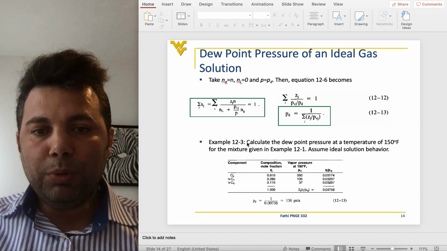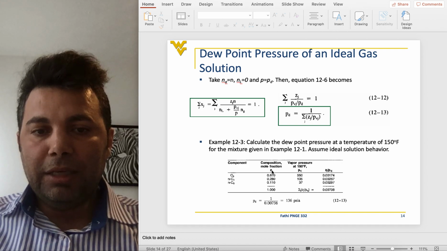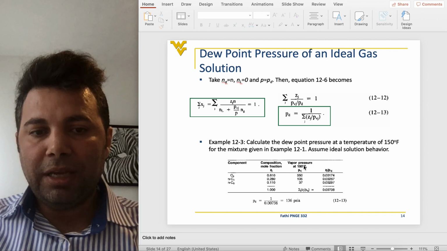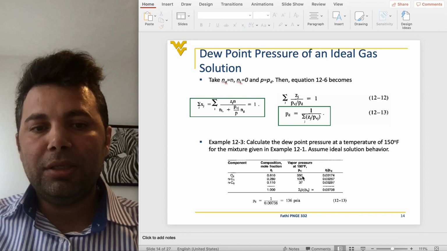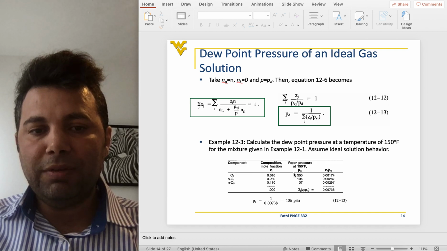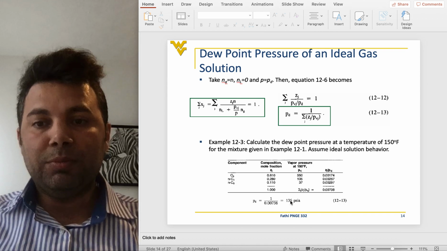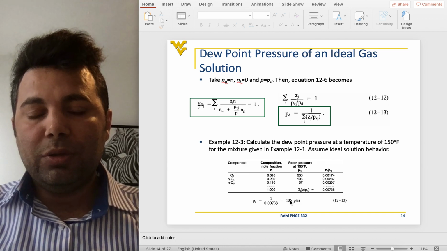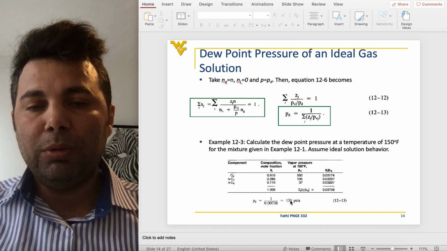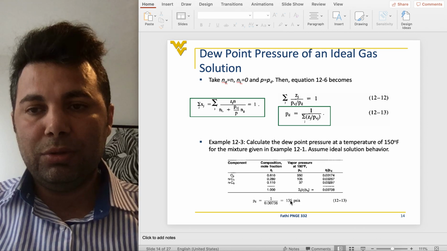In the case of dew point, exactly like how it shows in example 12.3, again, the composition is given. I can find the vapor pressures, the PVJs, at a specific temperature given using the Cox chart. Then the PD is simply 1 over summation of Zj over PVJ. So Zj is given, Zj over PVJ I can calculate, I can sum them up, and 1 over that is my PD, the dew point pressure. So it's very easy to calculate the bubble point pressure and dew point pressure of the ideal solution.